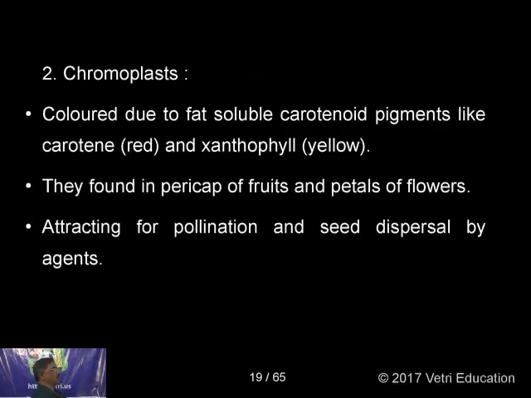Next is the chromoplast. Chromo means colored plastids. They are colored due to the fat soluble carotenoid pigments like carotenes and xanthophylls. The carotenes are red in color, xanthophylls are yellow colored pigments. Generally they are found in the pericarp of fruits, that is the outer wall of the fruit, and in petals. The different colors are due to the presence of chromoplasts. Because of these colored pigments, colored fruits and flowers attract insects and animals, so pollination by insects and seed dispersal by different agents takes place.